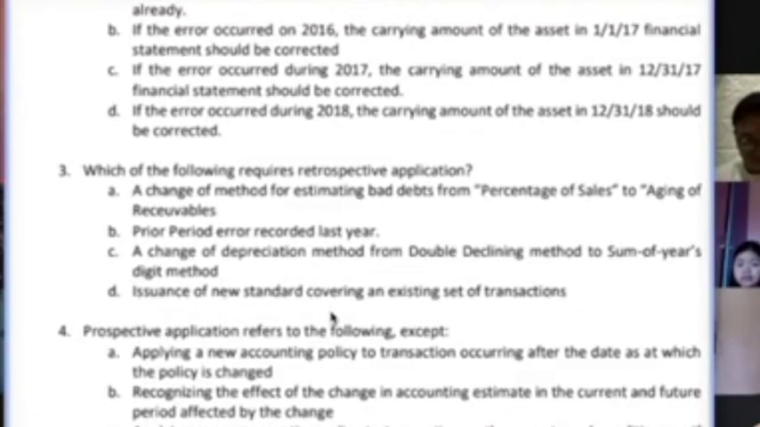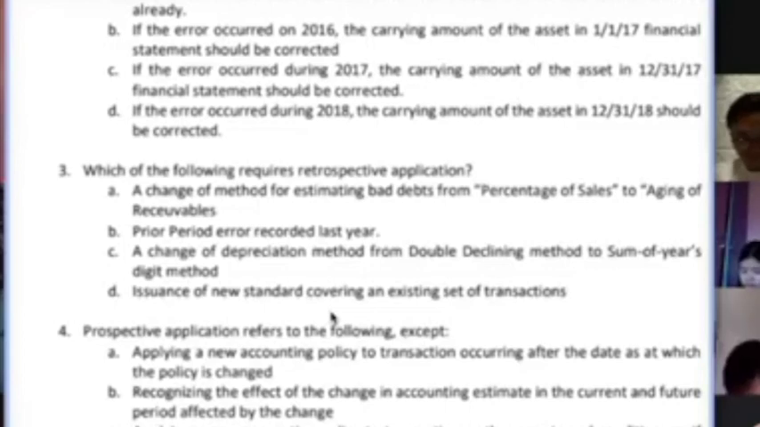Again, the method is only involved in estimating bad debts. So even though it's a change in method, it's just a method in determining estimates. So this would still be a change in accounting estimate and therefore requires prospective application. How about letter B? Does it not require retrospective application? No, it requires retrospective restatement. Okay, very good.